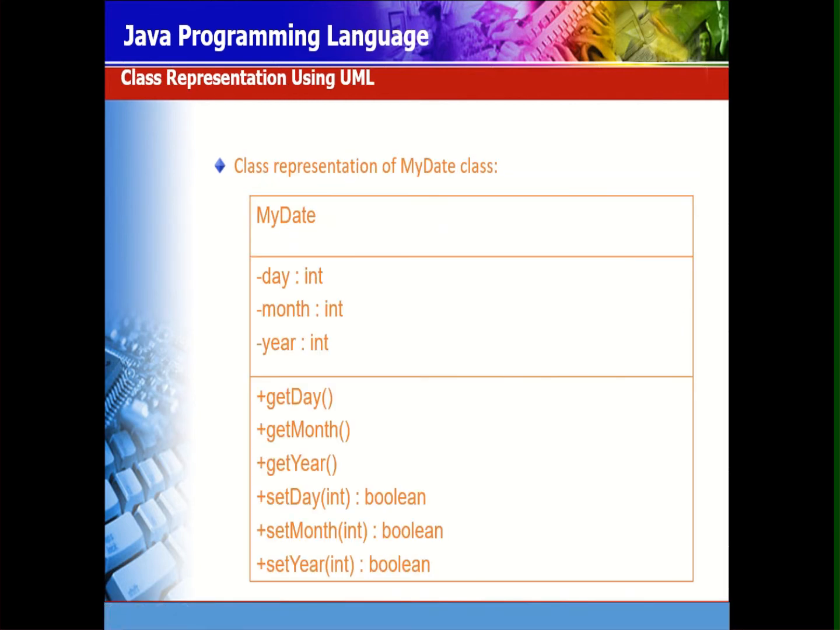Now this is a class representation of another class named myDate. Here you can say myDate is the name of the class. In the second block, day, month, year are attributes. In the third block, these are the methods of the class, which are declared with and without argument with a type.